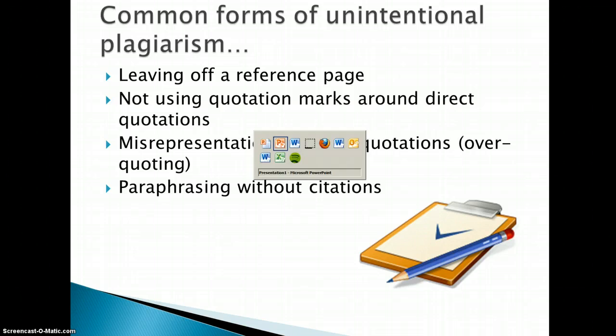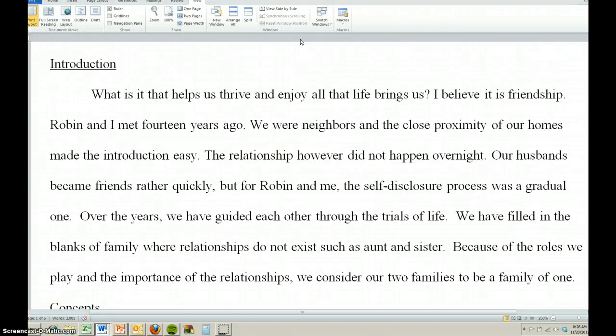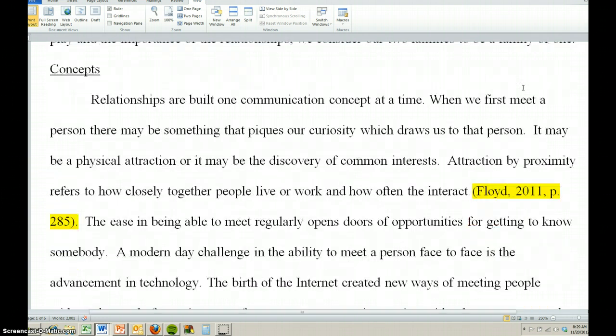So let's cover a little bit about this now. What I've done is I've taken a paper from a previous semester. This paper actually did a pretty good job, but I've taken out some of their citations and I've changed some of their citations to illustrate what I'm talking about. So I'm going to go down to these highlighted areas. Of course, you shouldn't highlight your paper. These are just illustrations so that I could find them quickly.